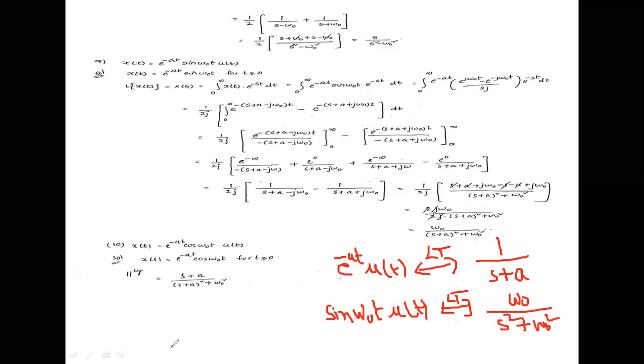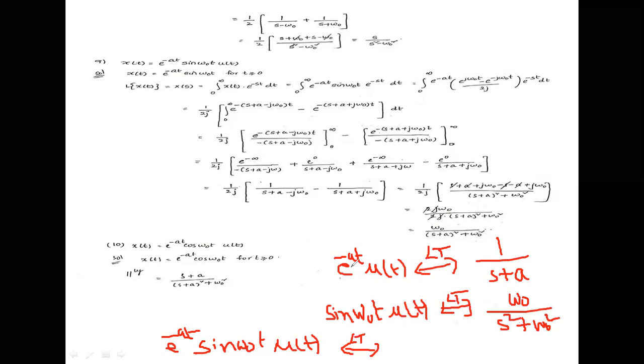Now we are combining these two signals, e power minus at sine omega naught t into mu of t. Why is it mu of t? It is on the positive real axis, and the other function is also on the positive real axis. After combining the two functions, e power minus at sine omega t is also on the positive real axis.